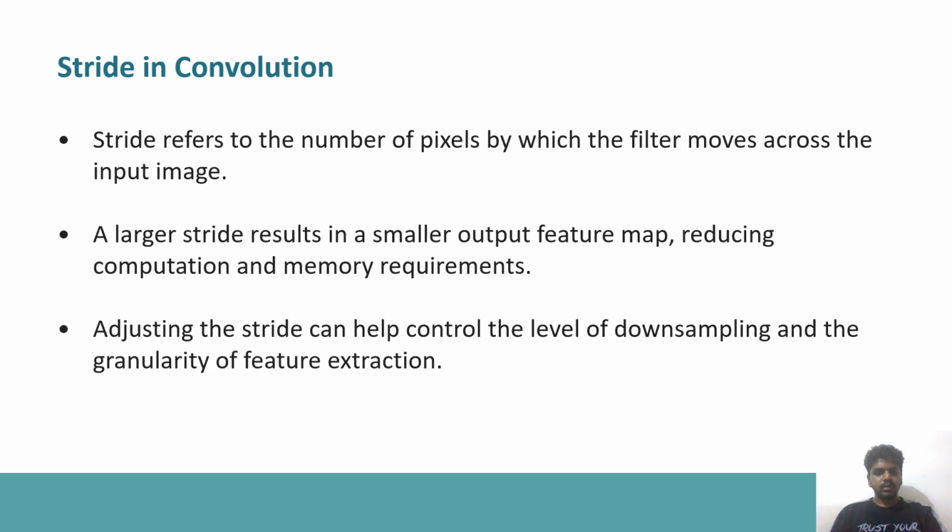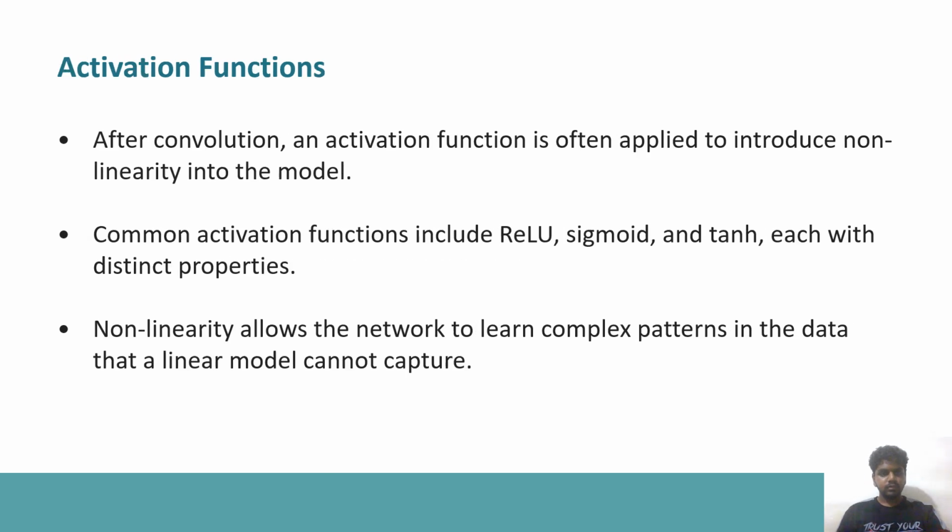Stride in convolution. Stride refers to the number of pixels by which the filter moves across the input image. A large stride results in a small output feature map, reducing computation and memory requirements. Adjusting the stride can help control the level of downscaling and the granularity of feature extraction.